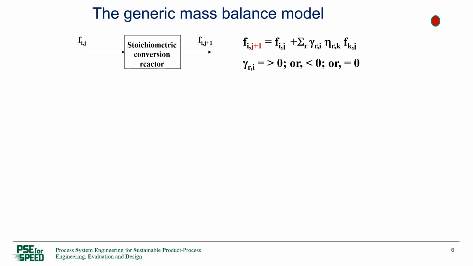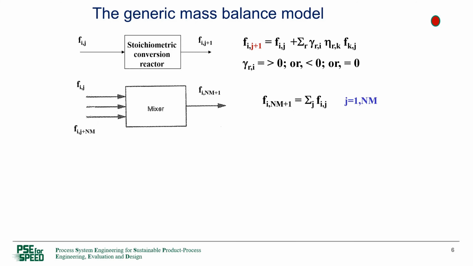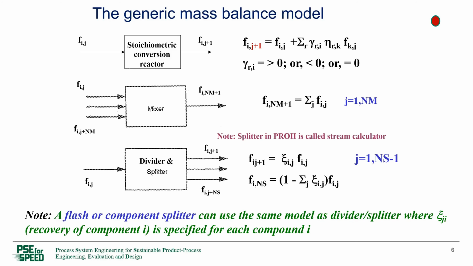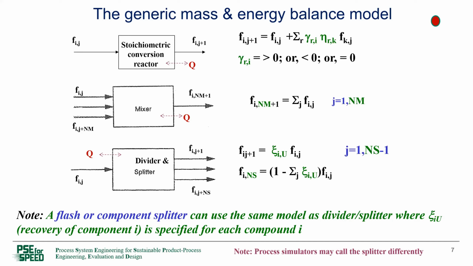So the model equations, just as Professor Grossman showed, are simple stoichiometric mass balance equations for the reactor, for the mixer, for the divider, that is a stream divider, and for the splitter. A divider does not change the compositions, while a splitter changes the composition in the streams going out. So it is a separator in some way. We have models for these. And then we do first the mass balance.